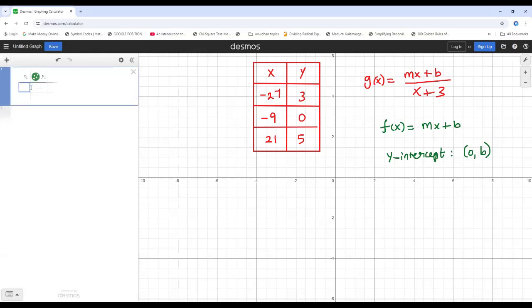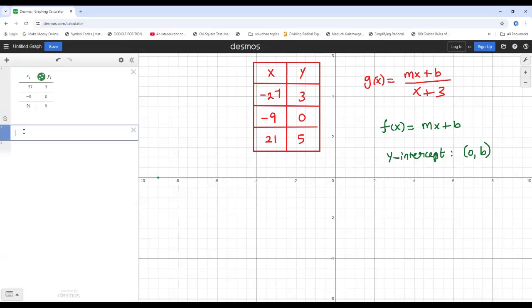In that table, instead of x and y, we'll have x1, y1. For the first value of x1, I have negative 27, and the corresponding value of y1 is 3. The second value of x1 is negative 9, and the corresponding value of y1 is 0. The third value of x1 is 21 from the table, and the corresponding value of y1 is 5. Once I'm done with this input of the table of values, I just click over here.